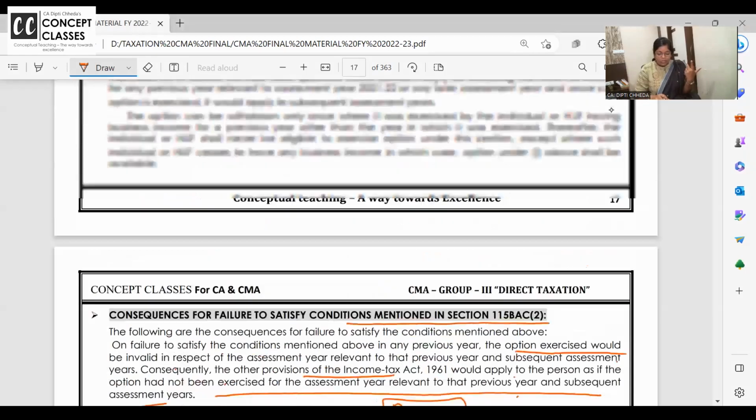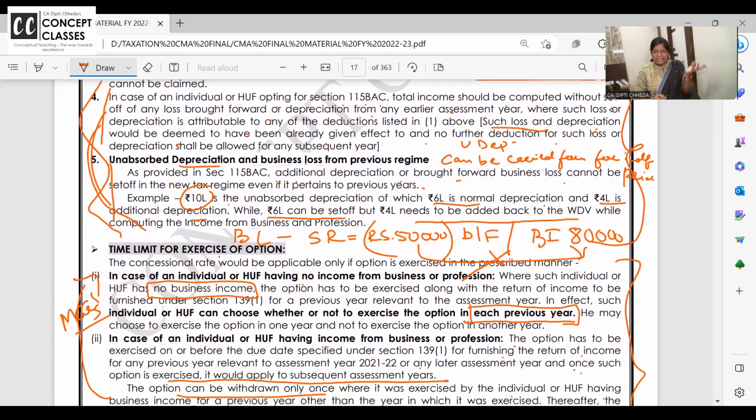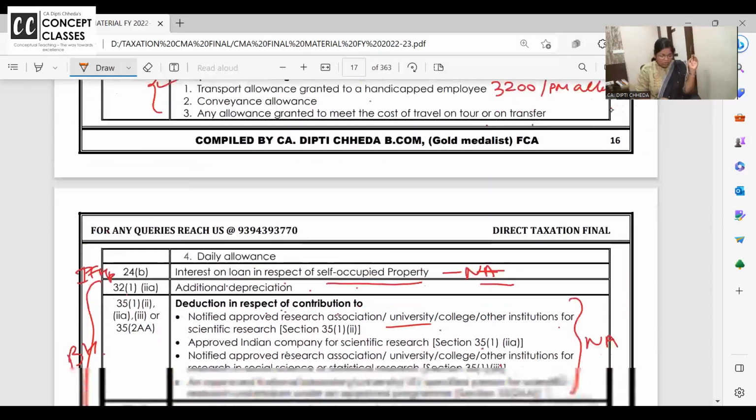For MCQs, most important is, if they don't have business income, they can opt for every year. If they have business income, once opted in, they cannot opt out. TDS, they need to decide right in the beginning of the year. They cannot change it. Normal depreciation allowed, additional depreciation not allowed. Business losses allowed to be set off and carry forward, but not related to those deductions which are not allowed. See, deduction for sign. Business head mein, which deductions are not allowed? Check the list.